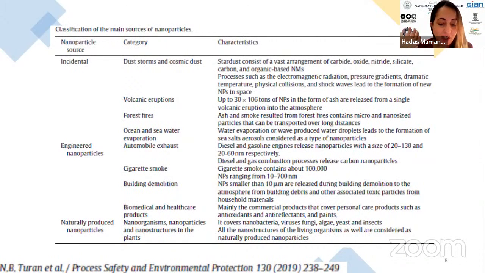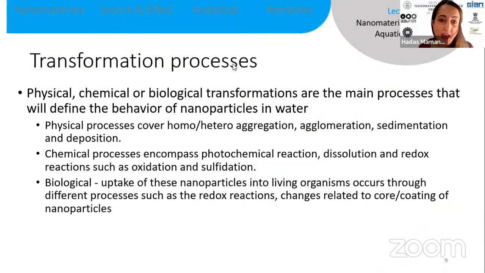Well, the accumulation of nanoparticles is, as we said, mostly due to human-based interventions. And these engineered nanoparticles in the aquatic environment actually enter from different sources. It could be from non-point sources and point sources. I don't want to waste time on this.